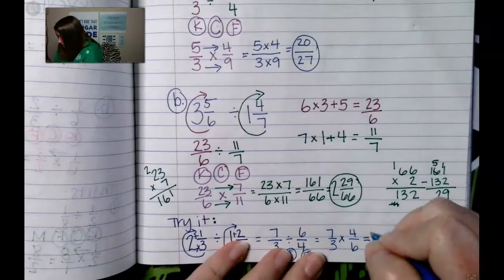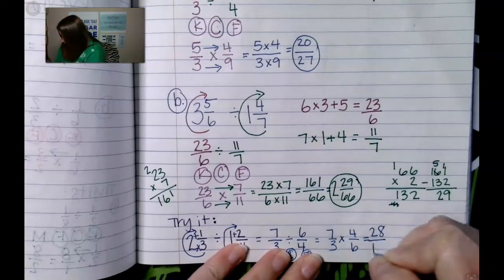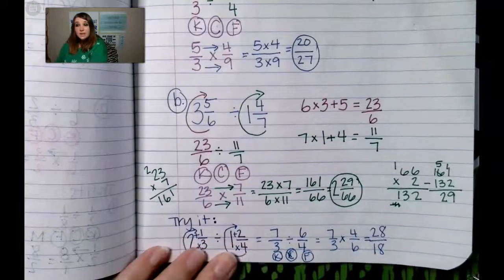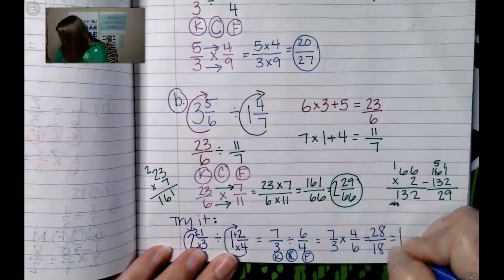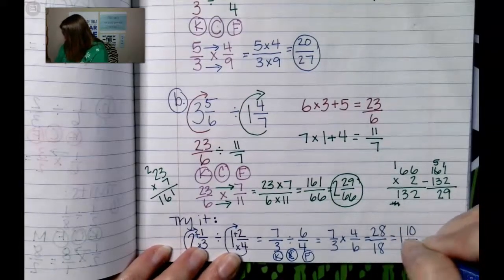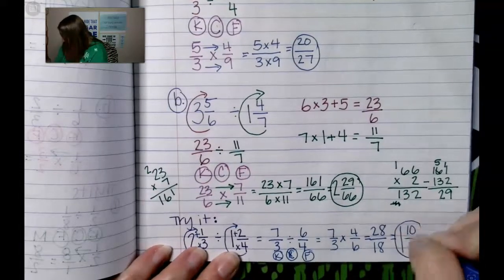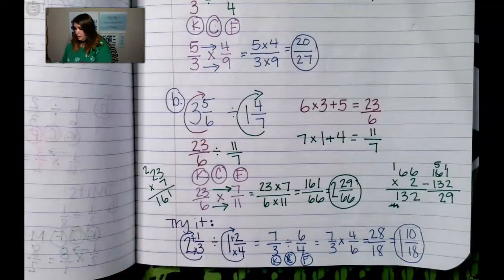Thank you. All right, so 28, and then 3 times 6 is 18. It can only go in one time, so we get once, and then that gives us 10/18 left over. Okay, how did you do on that one? How did you do?